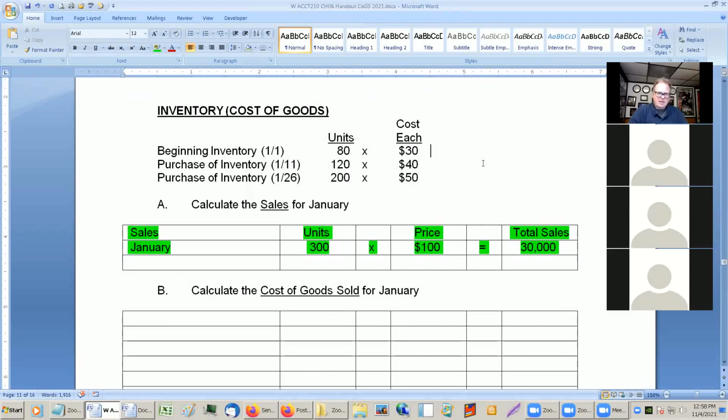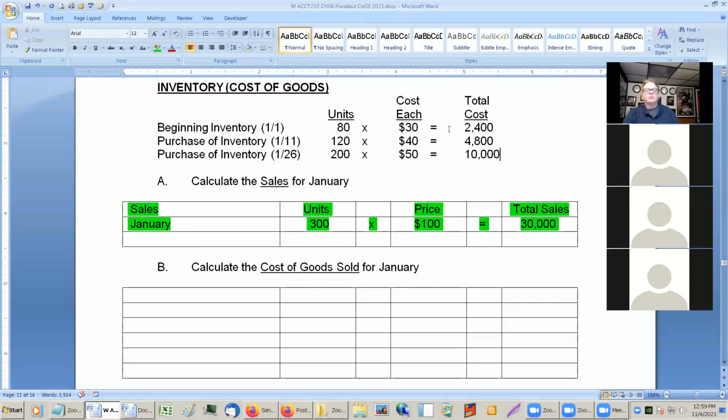Inventory. Okay, so this one we got to multiply these out to get the total cost. $80 times 30 is 2,400. No more zero. Okay.